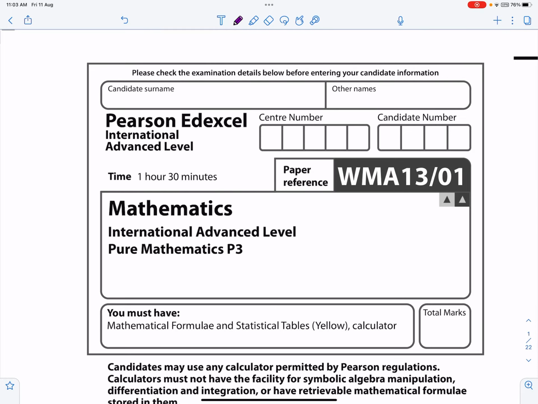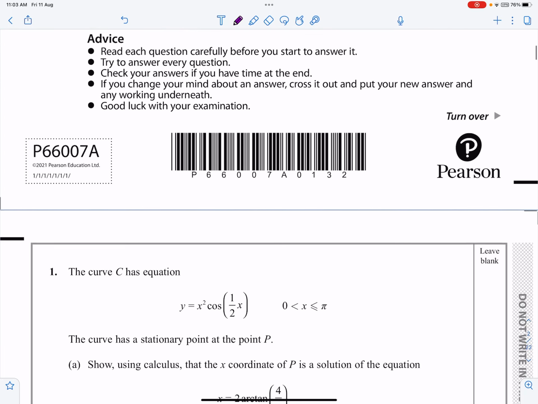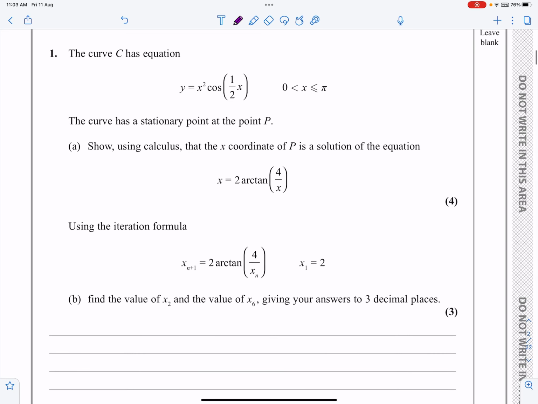Okay, this is the P3 paper from June 2021. This is the first question, question number 1, and we're going to be doing some differentiation work because we want to find the stationary point, so we need to differentiate, and we've got a product in here. And then after that, we can see we've got some numerical methods. We're going to be doing some work on fixed point iteration.